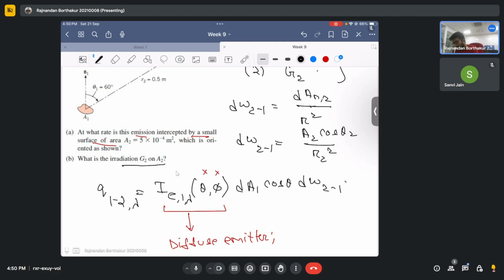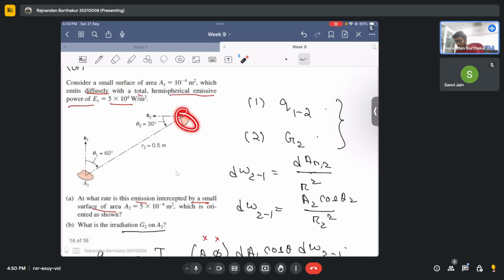Now in this question, since we are just calculating it for a generic wavelength, we just stated that the amount of energy leaving surface 1 is equal to the intensity of radiation coming from surface 1, times the normal area of surface 1, dA1 cos theta, multiplied by the solid angle subtended by this surface.